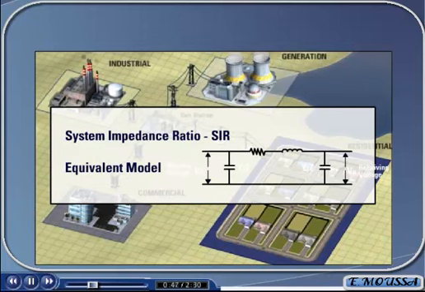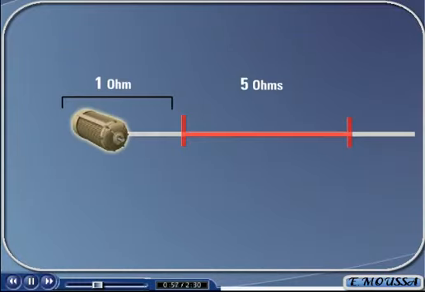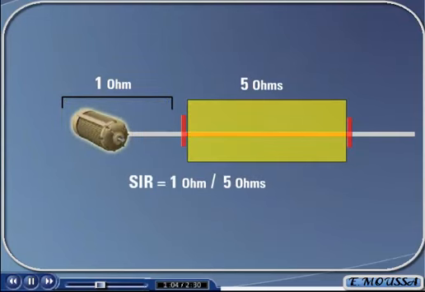The system impedance ratio is a factor that needs to be considered when determining how to protect the transmission line and can greatly affect what will happen to a power system at the time of a fault. The system impedance ratio takes the source impedance of the system behind the transmission line and divides that by the line impedance that is being protected.